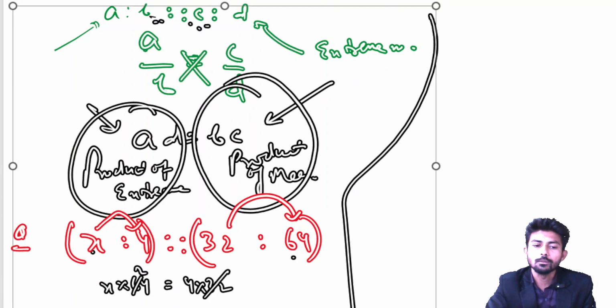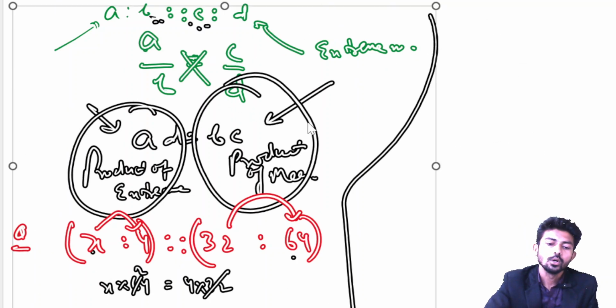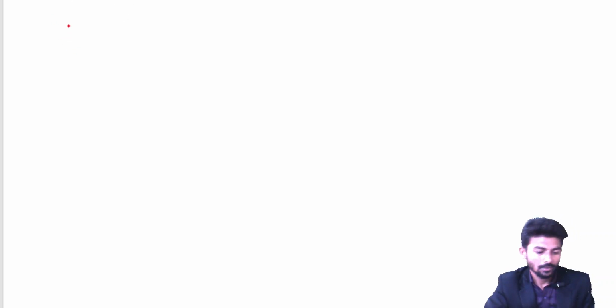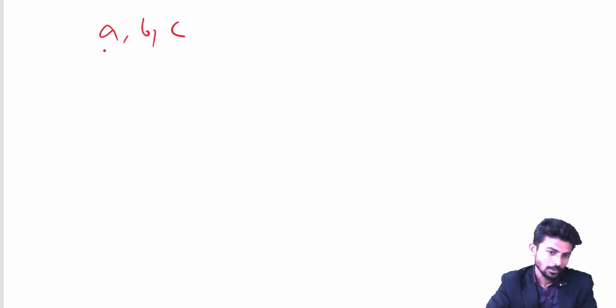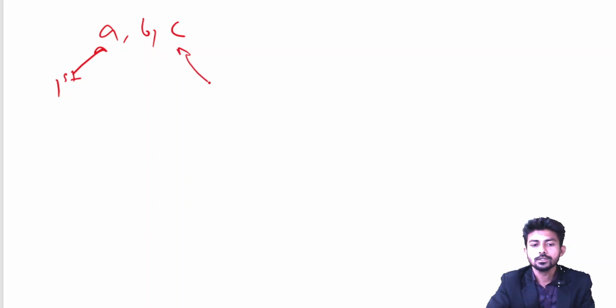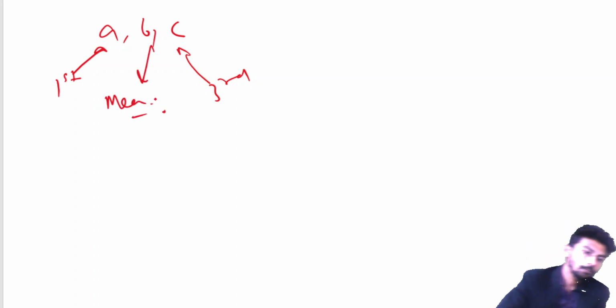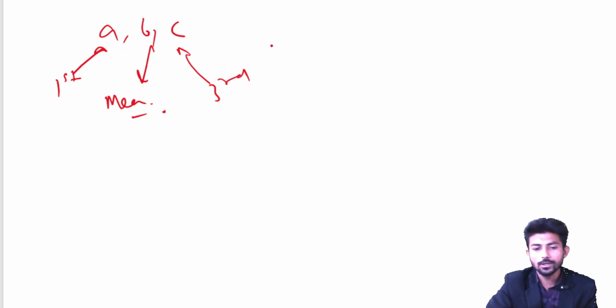Whenever three numbers are given to us, let's see what kind of questions are being asked. If I'm writing here, let's suppose we have three numbers. For three numbers, we call A the first proportion, C the third one, while the middle number is known as the mean proportion. And how is it written?